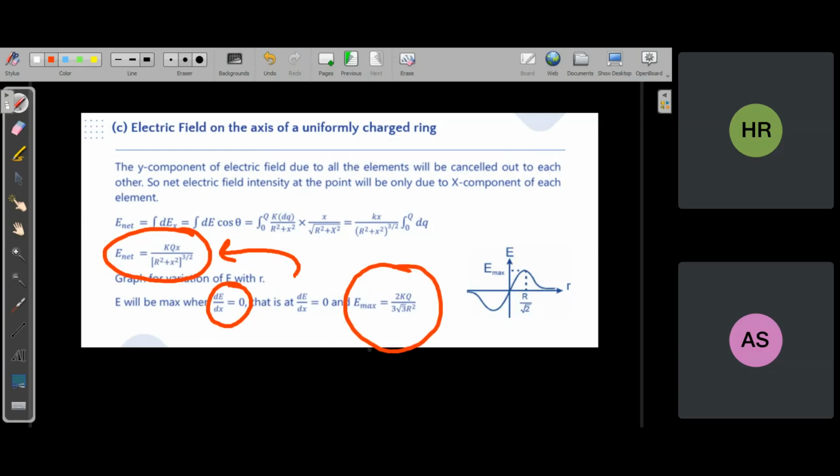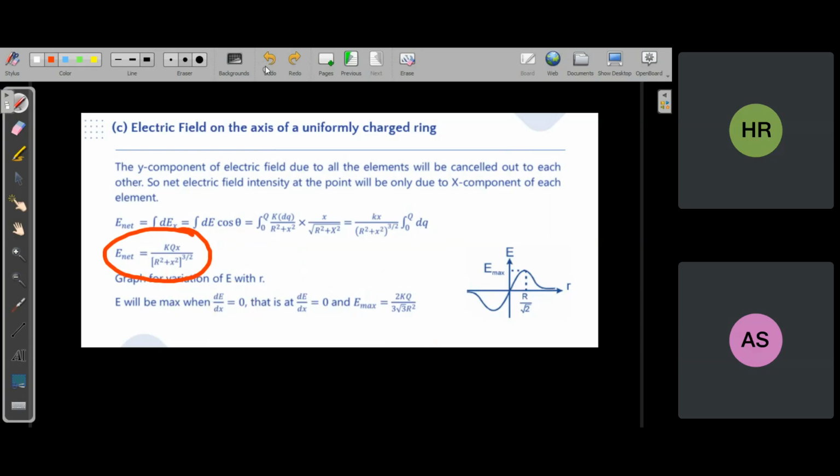Actually, if you differentiate and equate to 0, you will get that this will become maximum when x is equal to r by root 2. So at a distance r by root 2 from the center of the ring, the electric field has maximum value. And then you will substitute x as r by root 2 and then you will get the maximum electric field.